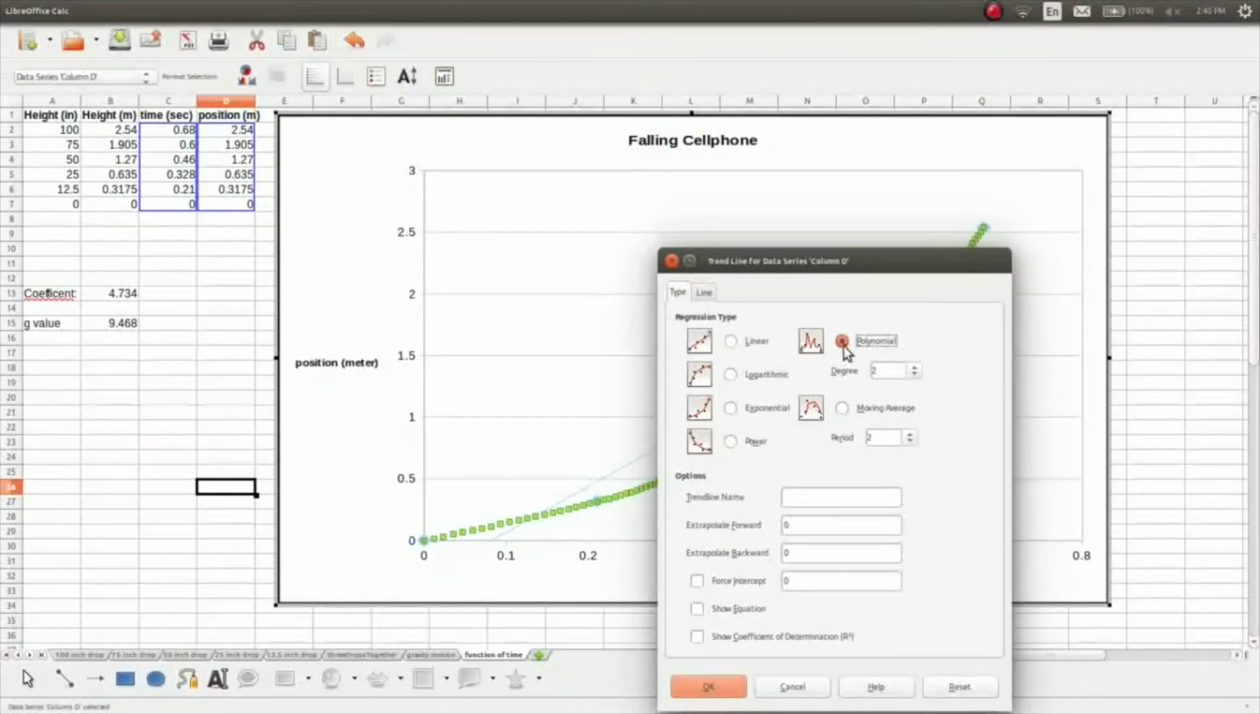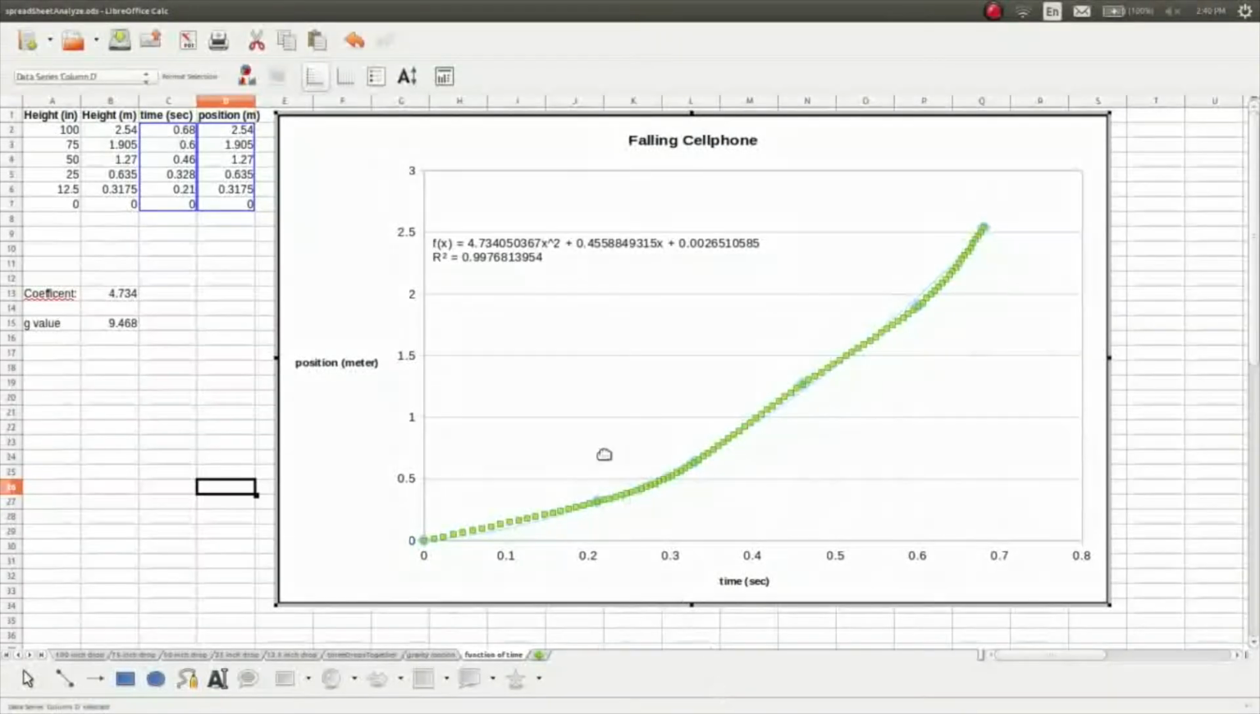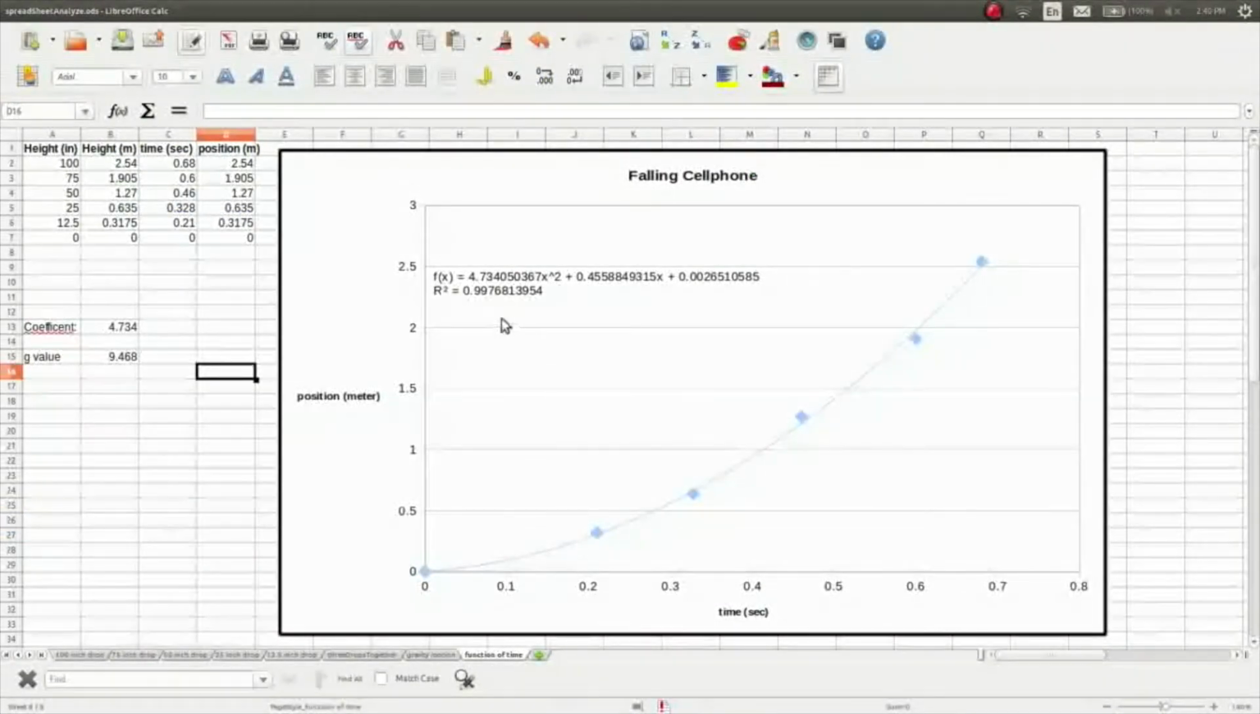Let's fit a polynomial trend line of order 2 to the data, setting to show the equation and the r-squared value on the plot. This is a bit statistical, but for now I'll just say that the closer r-squared is to 1, the better the trendline equation represents the data. In this case, it represents the distance fallen as a function of time very well.